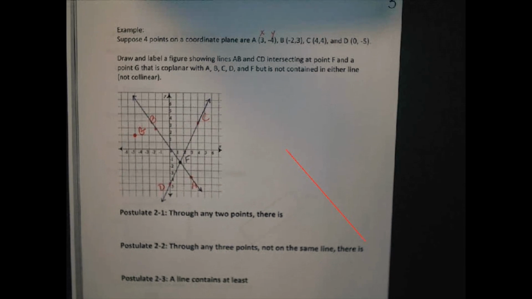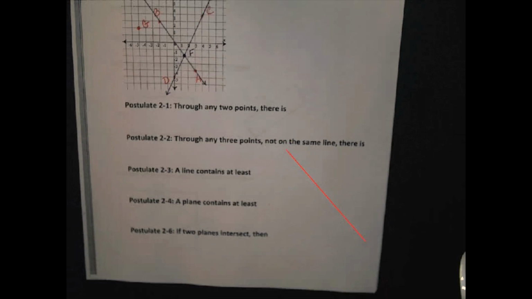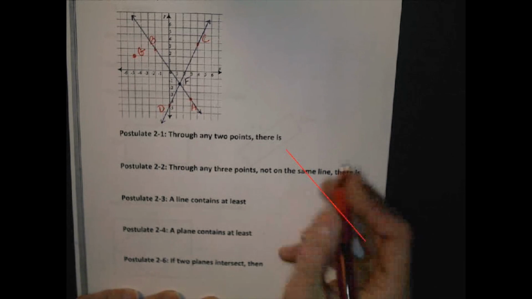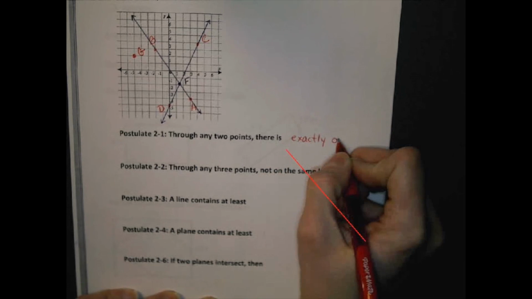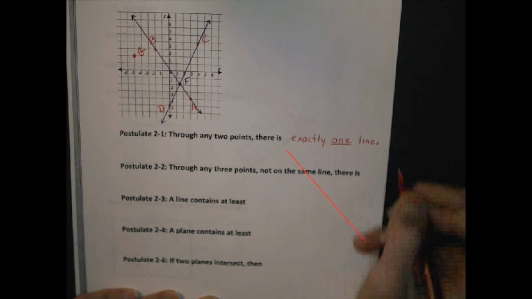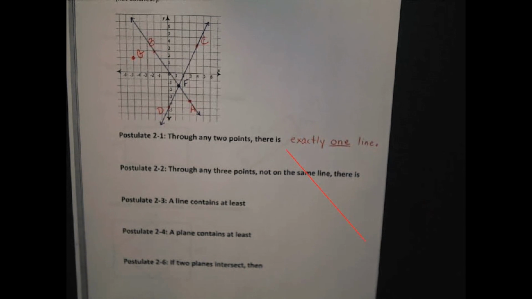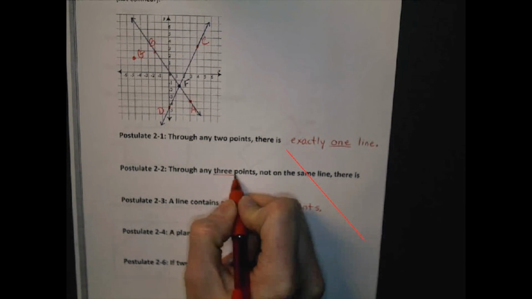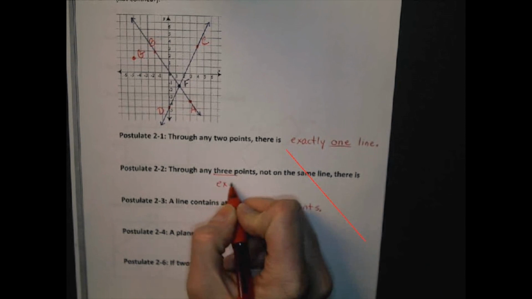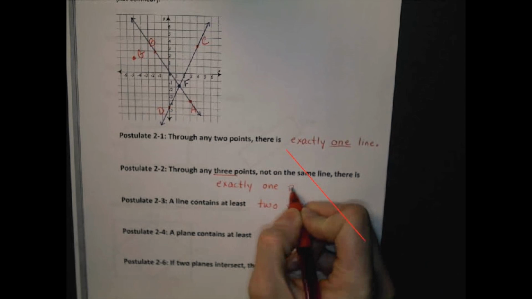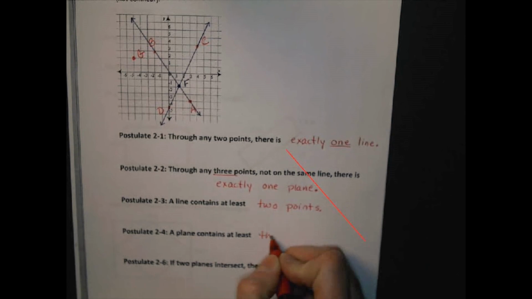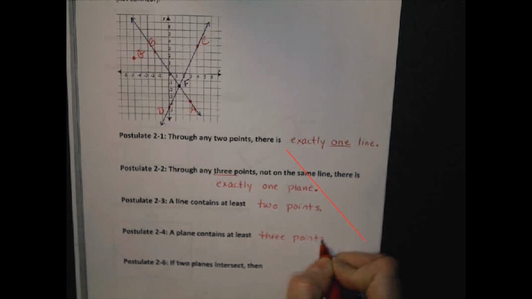As we talk about points and planes and lines, there are several postulates that we need to be aware of. For example, postulate 2.1 says that through any 2 points there is exactly 1 line. Exactly 1. It's not possible to draw 2 different lines through the same 2 points. In keeping with that, a line contains at least 2 points. Through any 3 points not on the same line, there is exactly 1 plane. And therefore, similarly, a plane contains at least 3 points not on the same line.